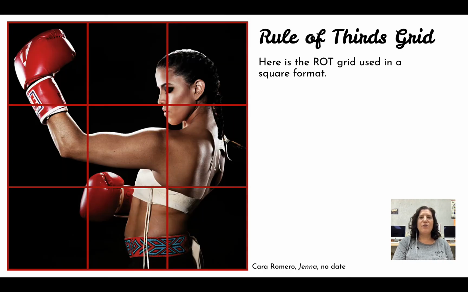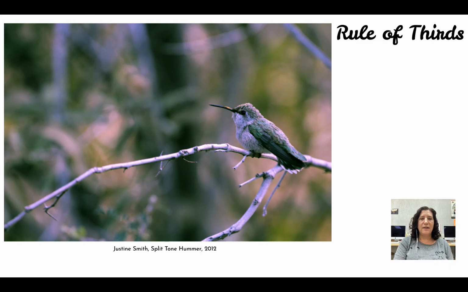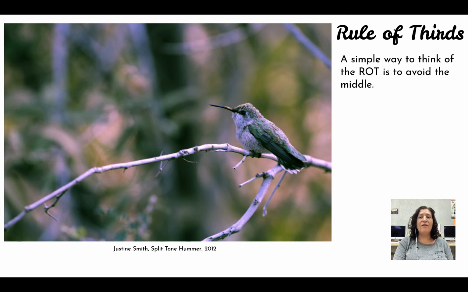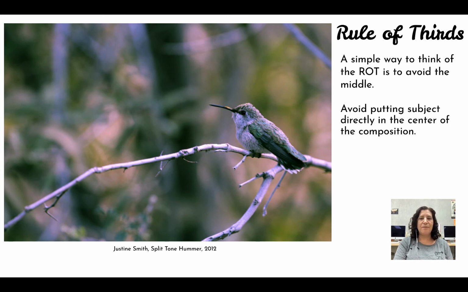Here's a rule of thirds grid used in a square format. So no matter what the aspect ratio, meaning really long and skinny, or tall and vertical, or perfectly square, the rule of thirds works. So the face is right at that intersection point. Here's another. Another simplified way to think about the rule of thirds is avoiding the middle. So this bird, instead of being right in the center of the photo, is put off to the side.